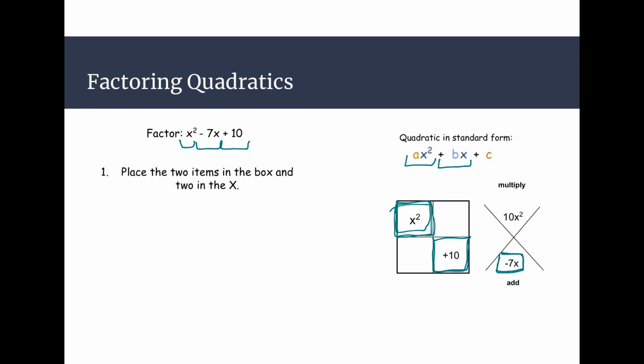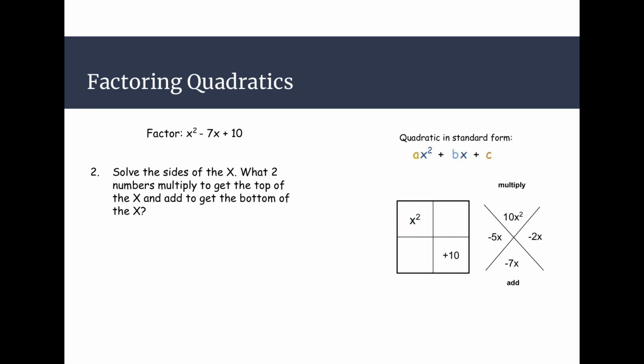All right, so once those are placed, step number 2, we want to solve our X problem and figure out what numbers multiply to get the top and add to get the bottom. So this is, once again, just one of those X problems that we started doing a couple days ago. So what multiplies to get 10x squared and adds to get negative 7? Well, it's going to be negative 5x and negative 2x, right? Because negative 5 times negative 2 equals positive 10. x times x equals x squared. And then when we add these two, we get negative 7x.